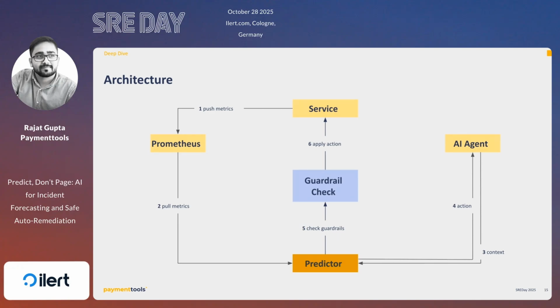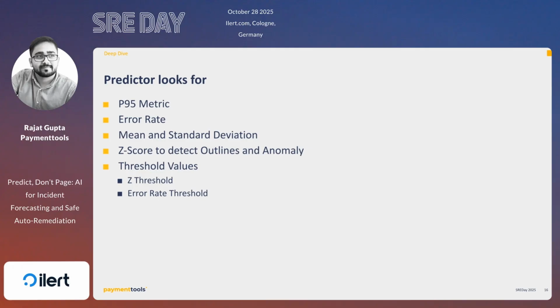When all of those metrics are sent to the agent, it comes back with a response, and with the response the predictor checks whether the actions that the agent gave me are under the guardrails. I'm not breaking any rules here, and if that's the case, it applies those actions, and then the cycle goes on. What does the predictor actually look for?